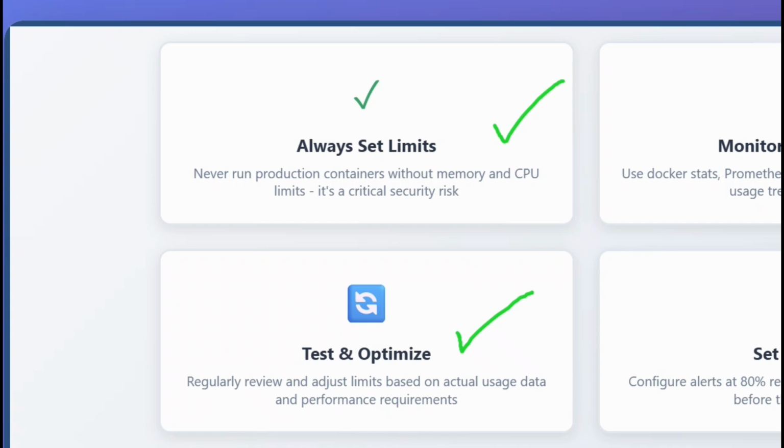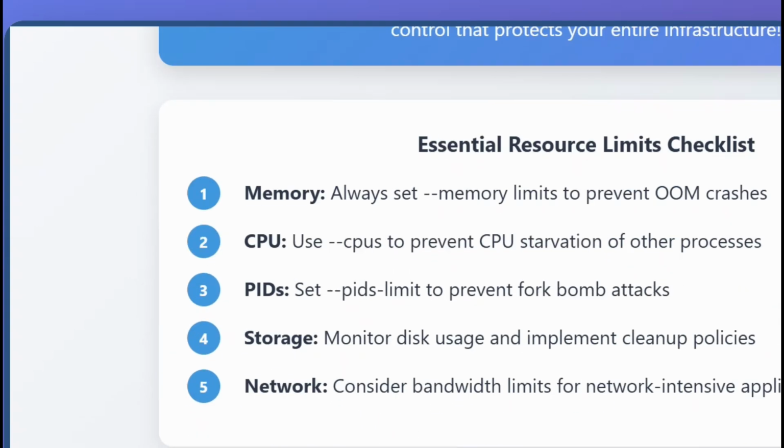And here is one of the golden rules for security. Resource limits are not optional. They are a fundamental security control that protects your entire infrastructure from both accidental overloads and malicious attacks. So this small golden rule you need to keep in mind, and you need to be aware of that.